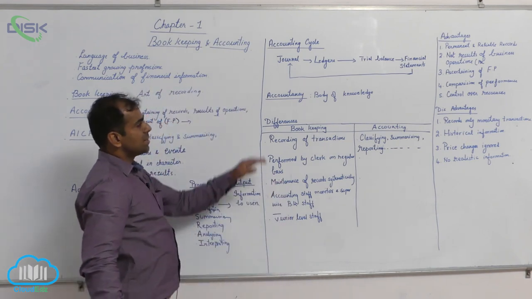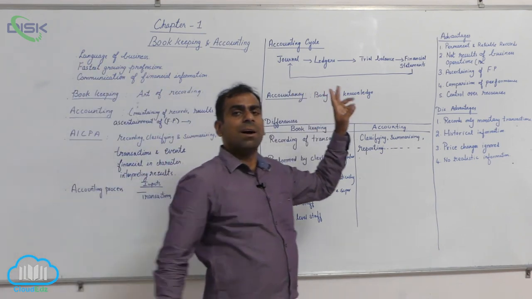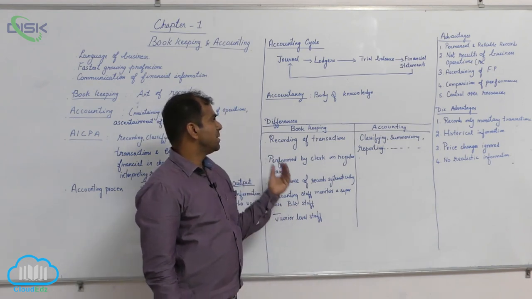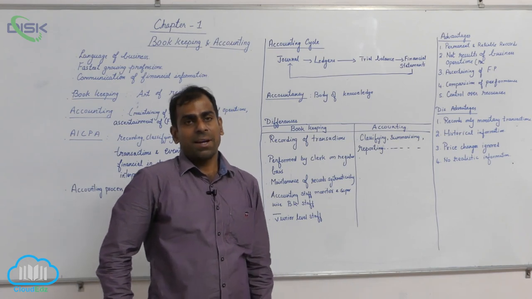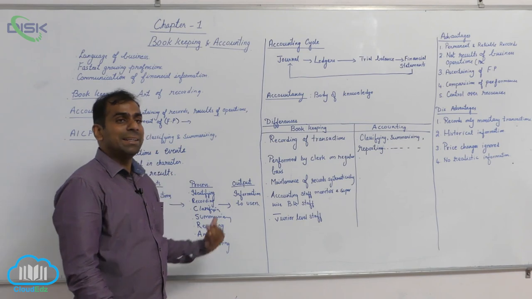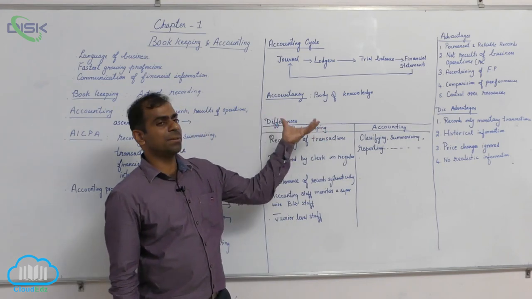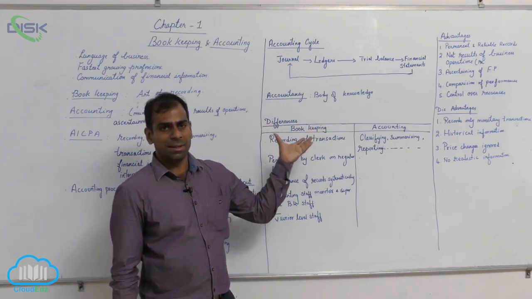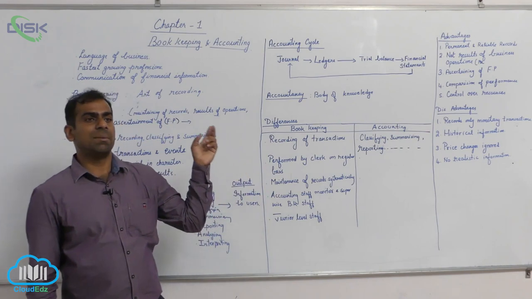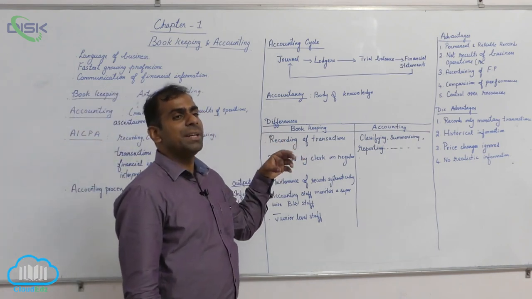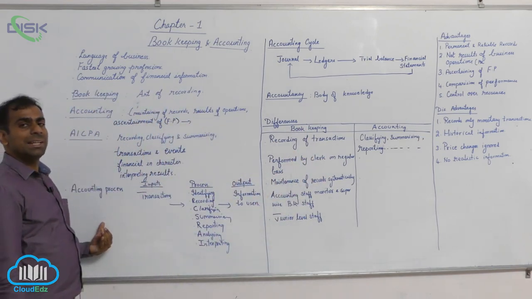Now, moving on to what is accountancy. Accounting and accountancy are not one and the same. Rather, accountancy is the theoretical aspect of this science, whereas accounting is the practical application of this body of knowledge. So as a body of knowledge, over a period of time, accountancy has given some principles, some rules, some concepts, etc., which are applied by the people who perform this accounting process.